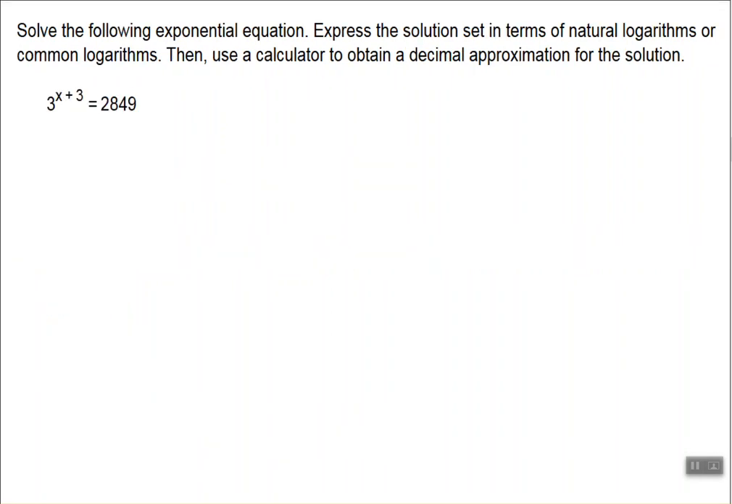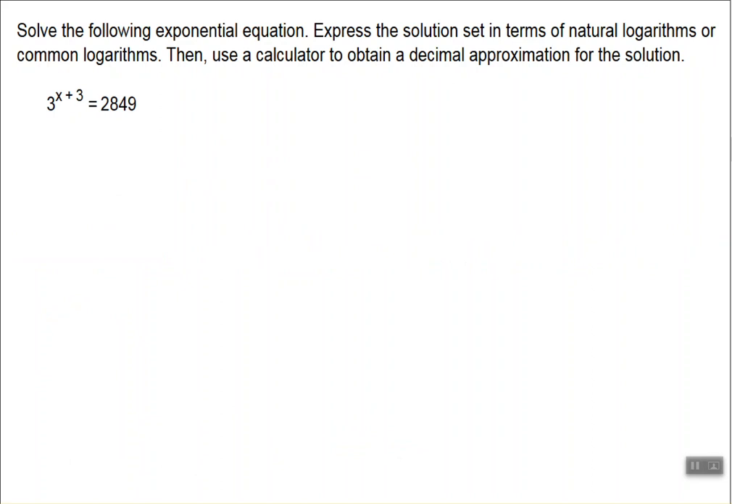Okay, let's take a look at another problem here. In this particular problem, we want to solve the exponential equation and express the answer in natural logs or common logs, and then estimate in decimal form. So we have 3 to the power of x plus 3 equals 208,049. Now, I'm not sure if we could raise 3 to some power to equal 208,049.